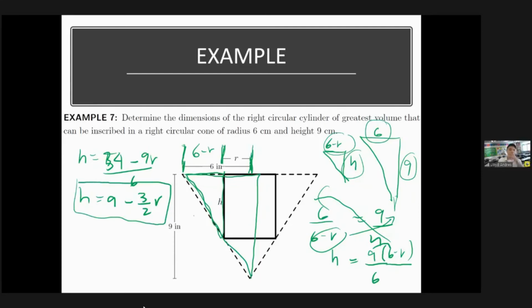Now we substitute this into our earlier equation. The volume is equivalent to pi r squared h. So V of r is equivalent to pi r squared times 9 minus 3 halves r, because that is our h. We just replaced h there. So that is our function now. So we distribute.